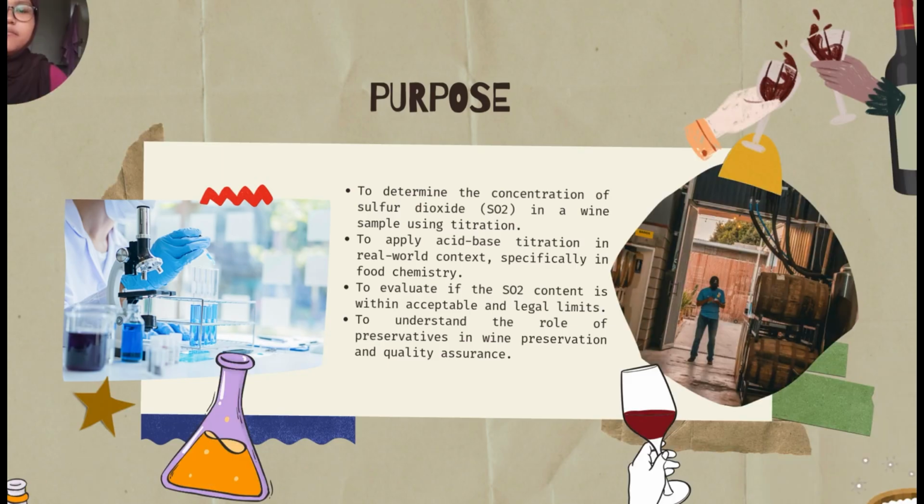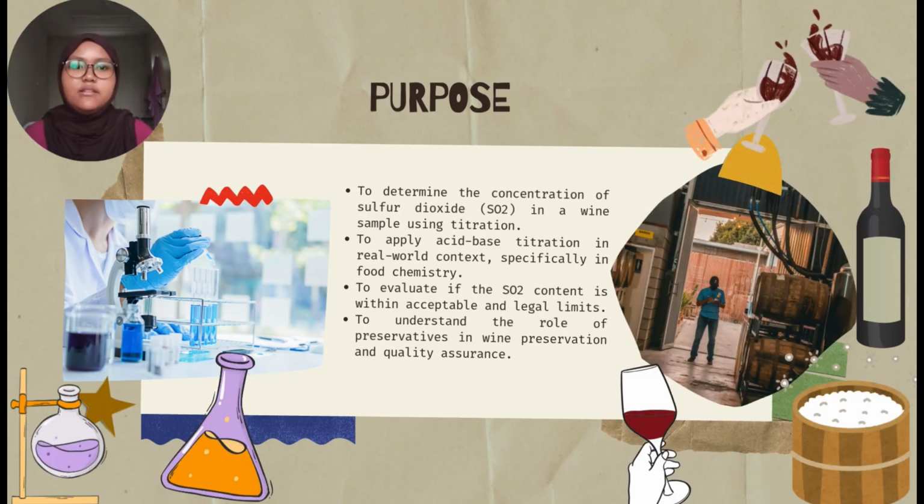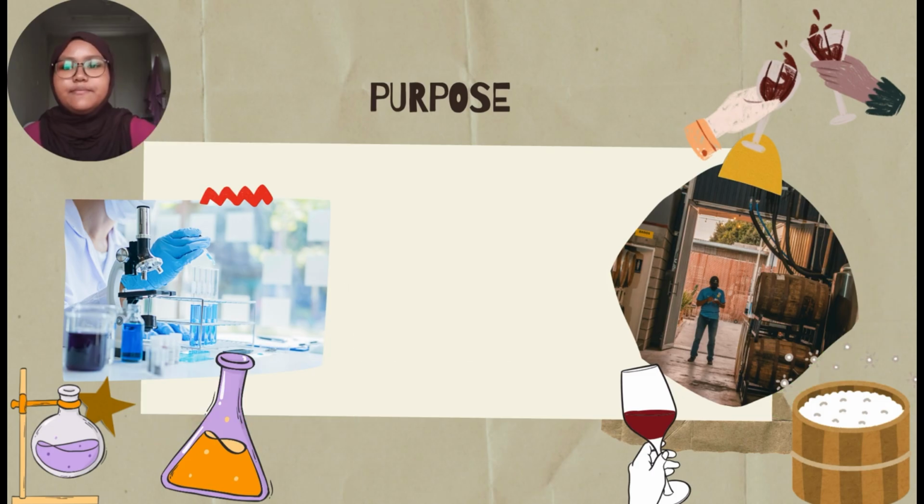Okay, next, the purpose of this experiment is to determine the concentration of SO2 in a wine sample using titration. It also helps us apply titration in real-world situations, especially in the food and beverage industry. This process allows us to check if the SO2 level is within safe and acceptable limits. Lastly, it gives us a better understanding of the importance of preservatives in quality control.